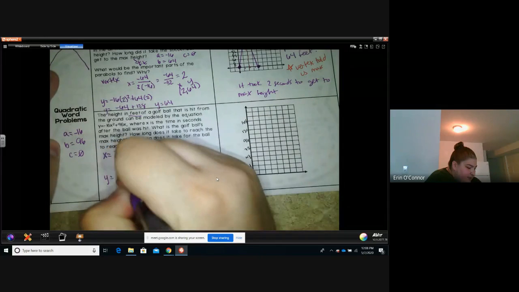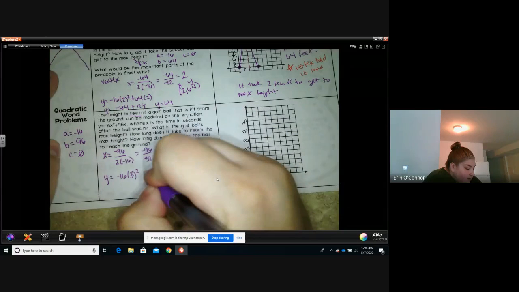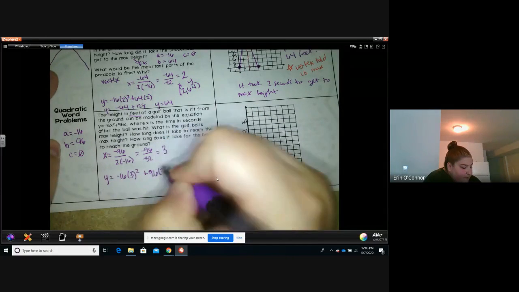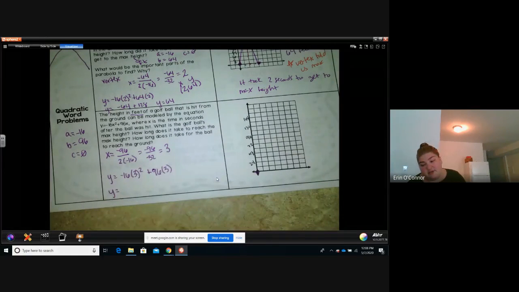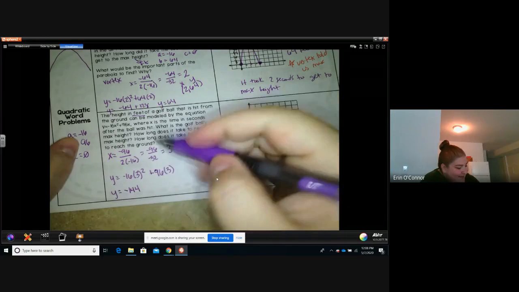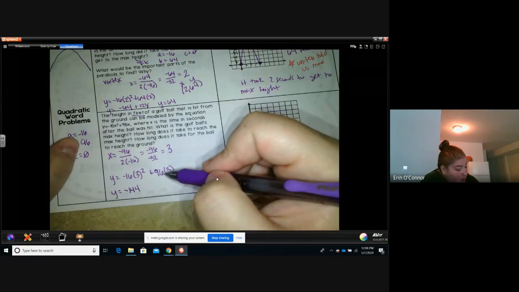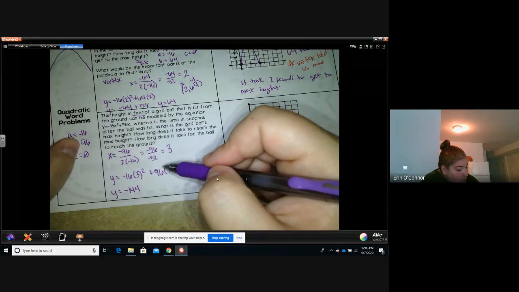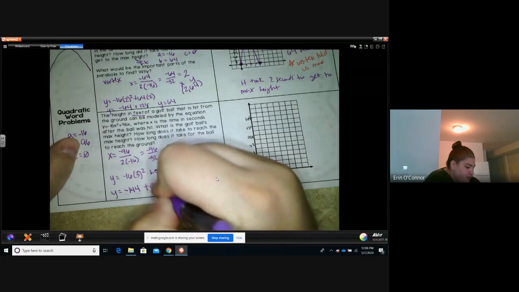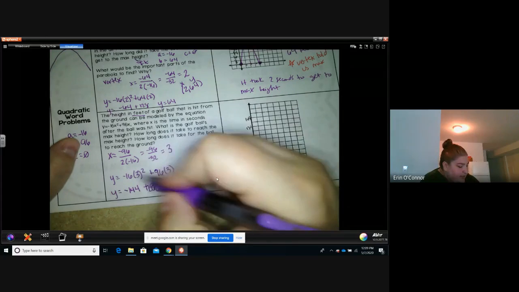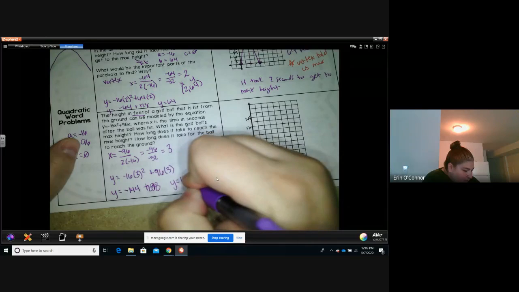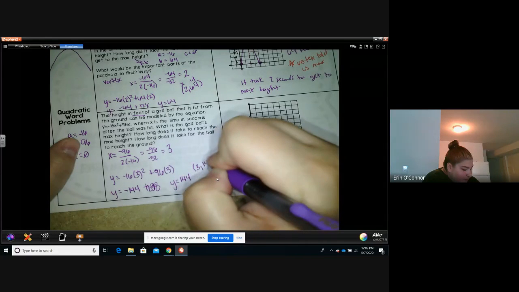We get y equals -16 times 3 squared plus 96 times 3. Sometimes you are going to have to do this in your head, but you might also be able to do this in some kind of calculator. Just in case, 3 squared is 9. 9 times -16 is -144. 96 times 3 is 288. We add these together and I get y equals 144, which means my vertex is at 3, 144.